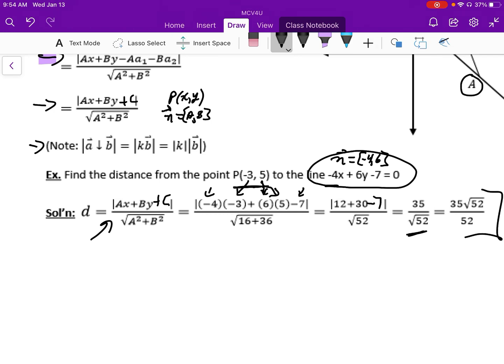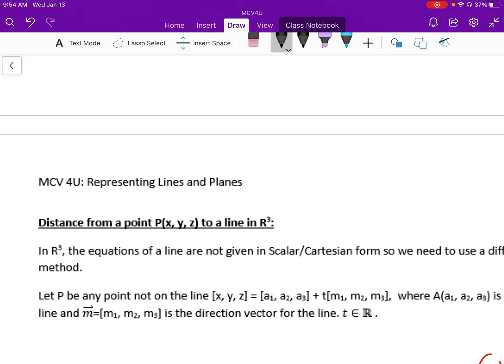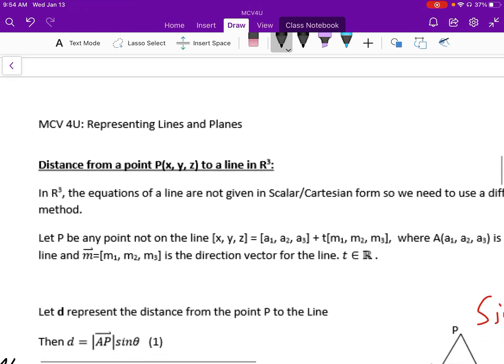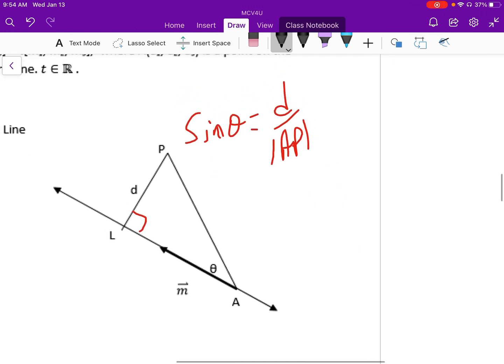Now, in 3 space, we don't have this scalar equation. Remember, in 3 space, the scalar equation is of a plane, not of a line. So we have to come up with another method for the distance between a point to a line in 3 space. So let's take a look at the diagram that we have. I've put a little bit on here as well, but you can see that we're going to be using this line that we have, let's call it L1, has a direction vector.